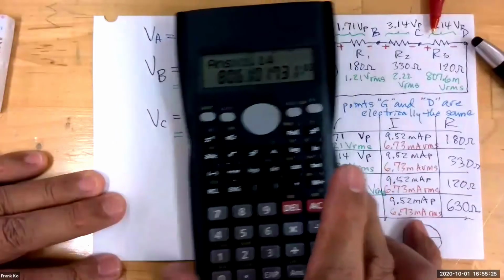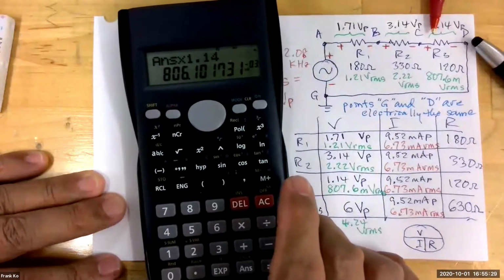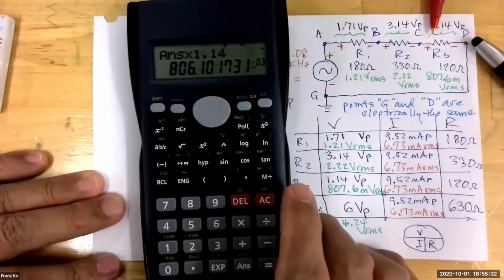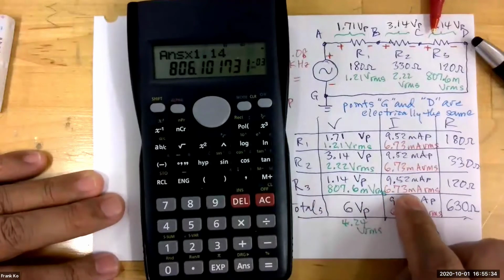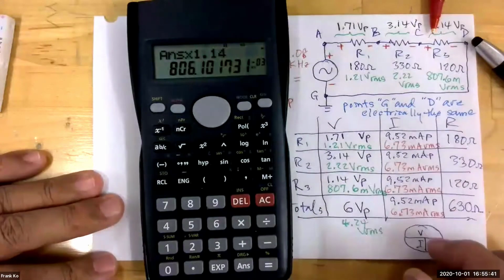Did we do something different? We had an 806. Oh, okay. The reason why there's some slight differences is because we used rounded off values for current and rounded off values for voltages. We're in the ballpark.